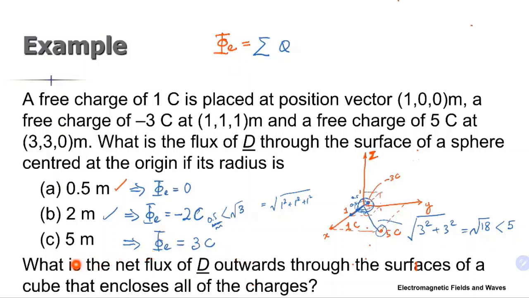So we work that out. So what is the net flux of D flowing through the surface of a cube that encloses all the charge? If it's a cube. So just now we were talking about spheres. So now if we have a cube, a large cube, enclosed also, isn't it? A cube is also an enclosed surface. So if we sum up all the different sides of the cube, it's also an enclosed surface. So what's the electric flux of that?